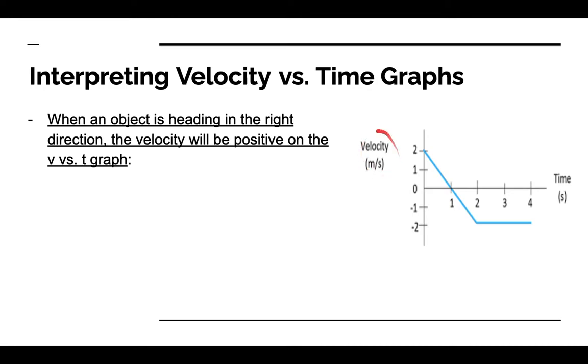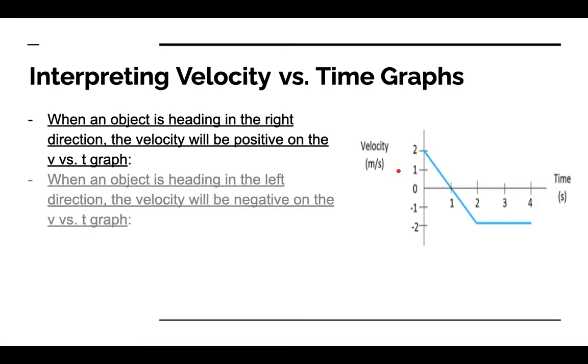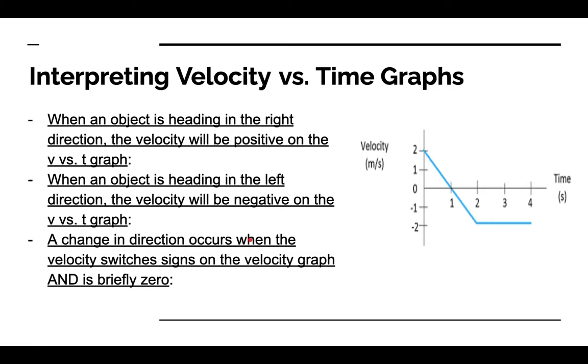The idea being is that our velocity is now on the y-axis. So a positive velocity on the y-axis corresponds to our object heading towards the right, since positive velocity is associated with a rightward motion. When an object is heading in the left direction, the velocity will be negative on the velocity versus time graph. Again, negative velocities are associated with heading towards the left. And then a change in direction occurs when the velocity switches signs from positive to negative or vice versa, and the velocity versus time graph is briefly zero.